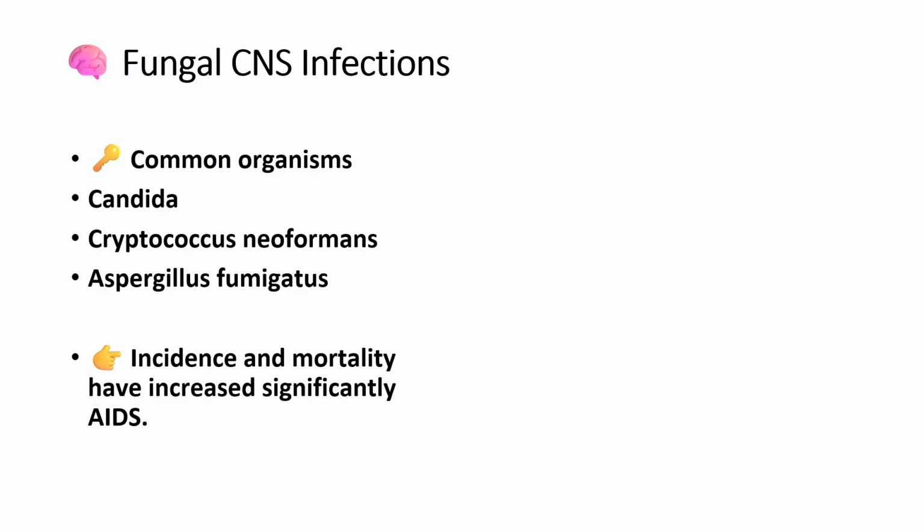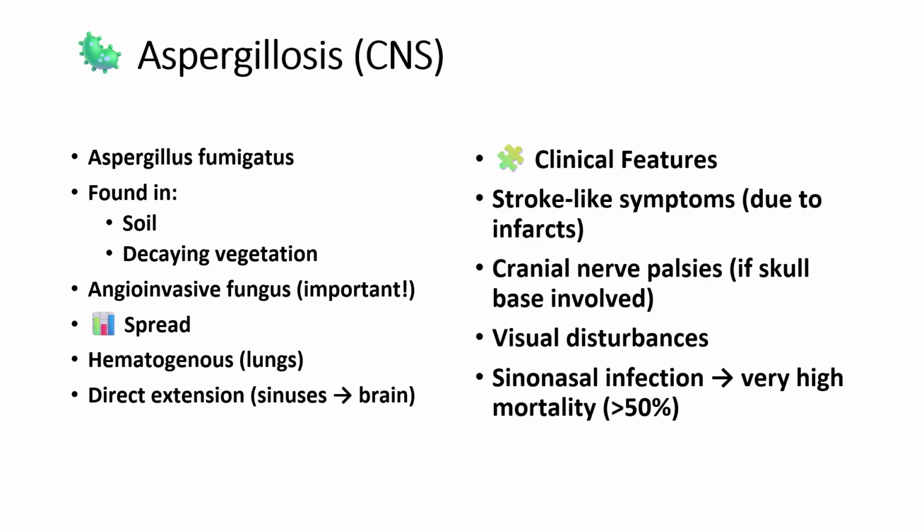Fungal CNS infections. Common organisms are Candida, Cryptococcus neoformans, and Aspergillus fumigatus. The incidence and mortality have increased significantly after AIDS. Aspergillosis is caused by Aspergillus fumigatus. It is found usually in soil and decaying vegetation. It's an angio-invasive fungus. It spreads via the hematogenous route from the lungs and by direct extension from the sinuses.